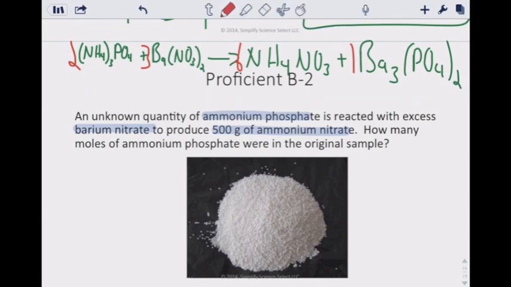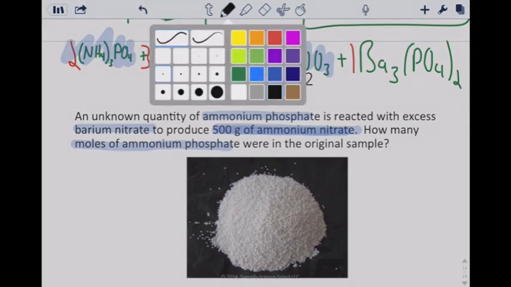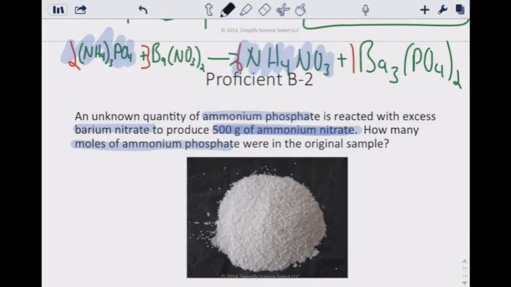So let's look at what we're dealing with. We're dealing with ammonium nitrate. Find that right there, ammonium nitrate. And it wants to know how many moles of ammonium phosphate, which is right here. So the first thing we always write down is what? Our mole ratio. It's a 2 to 6 ratio.